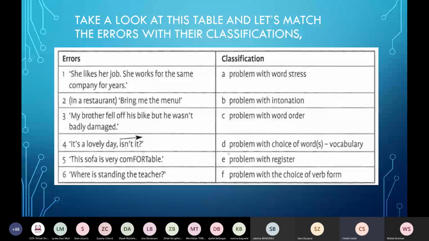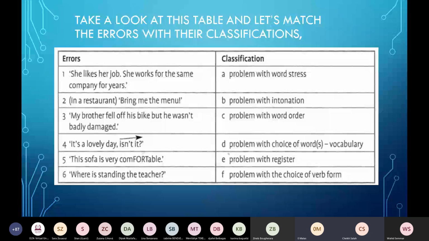What about number 4? It's holiday, isn't it? Yes, Sarah? Or Malas? Jamal, can you share your answer, please? Hello, it's me, Malas. Go ahead. Yeah, I want to say the answer related to number 3. It's the problem with the choice of vocabulary because we cannot say it's damaged. Indeed. What about number 4? Do you have any thoughts about that? Yes, of course. Number 4 is related to a problem with intonation.